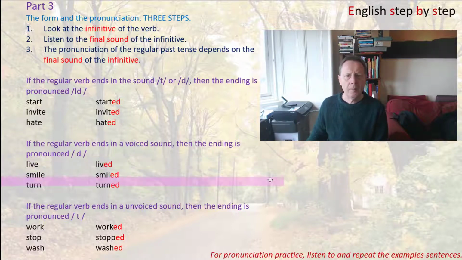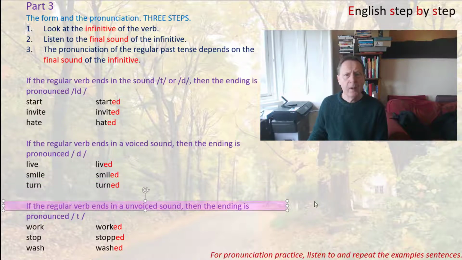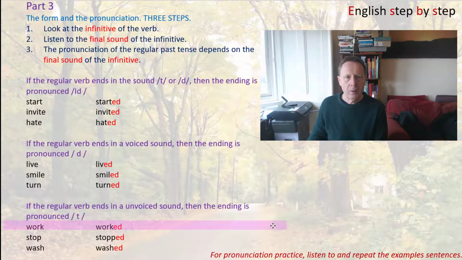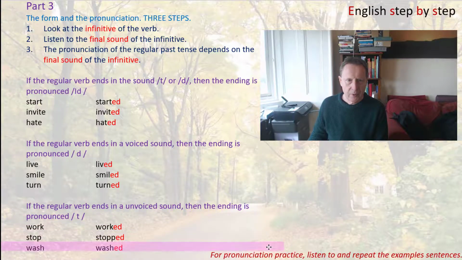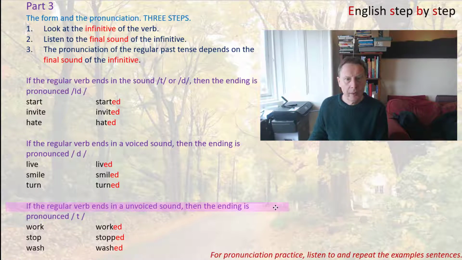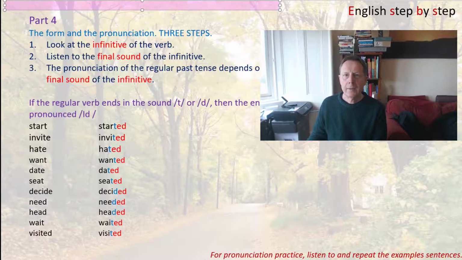Turn becomes turned. And then rule number 3, if the regular verb ends in an unvoiced sound, then the ending is t. For example, work, worked. Stop, stopped. Wash, washed. So there you have the 3 rules. 1, 2, 3. So let's look at more examples with these 3 rules in the next parts of the lesson.